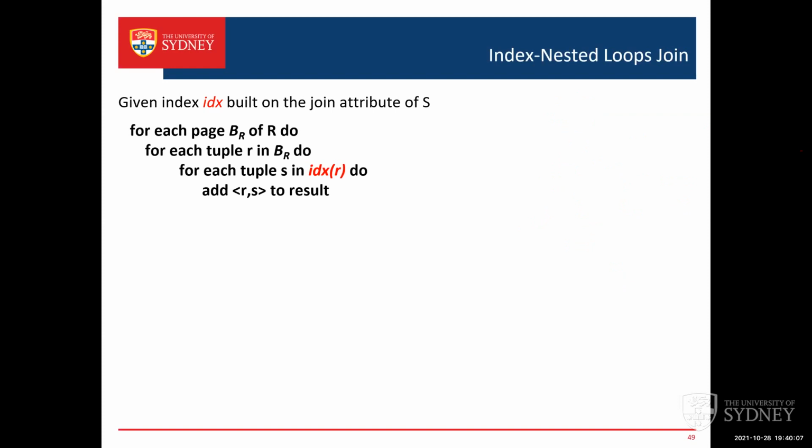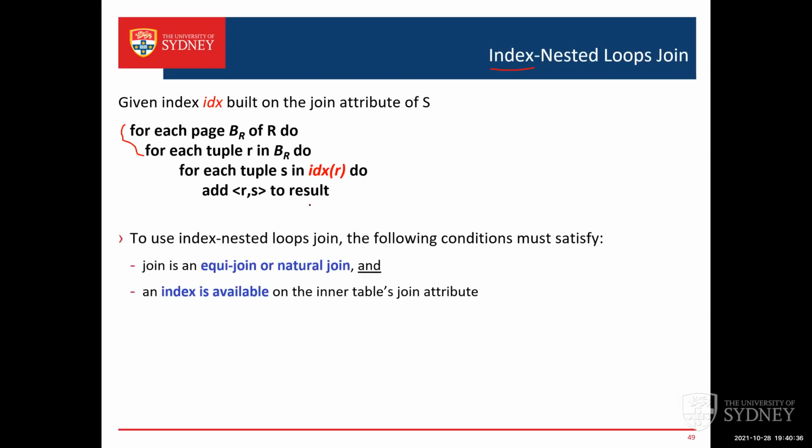So that's what we are going to introduce in index nested loop join. If I have an index that I can use for answering a query, based on the index, I can figure out which page I need to transfer. And in that page, whatever tuples I have, I can compare with those. So that's what we are doing: for each page, for each tuple in BR, for each tuple in S which satisfies this index, add the result to the output. So that's what we are going to do.